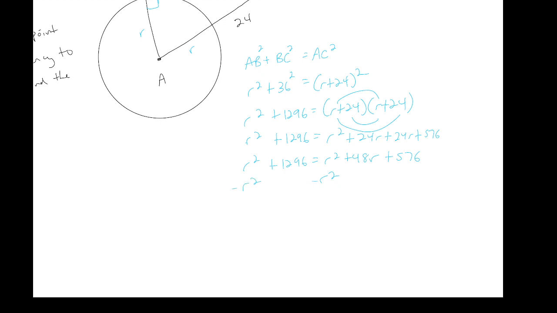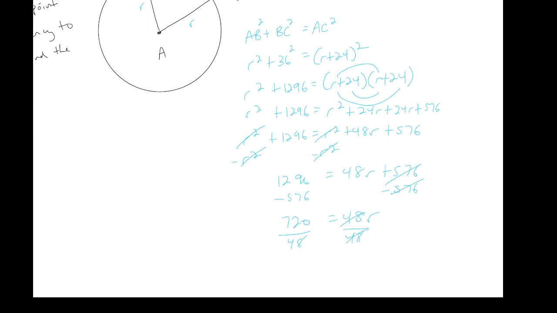So here's what's nice about this problem. Let's go ahead and get rid of these R squares. I'm going to subtract R squared and bring it over the other side. When I do that, I cancel both of them. So I'm left with 1296 is equal to 48R plus 576. And again, we're solving for R, the radius. So let's get it by itself. I'm going to subtract 576 from both sides. On the right, it's going to cancel. 1296 minus 576 is 720, which is equal to 48R. Divide both sides by 48. 720 divided by 48 is 15. So this is my radius. It's 15.